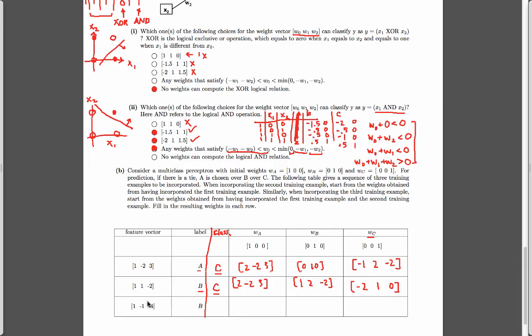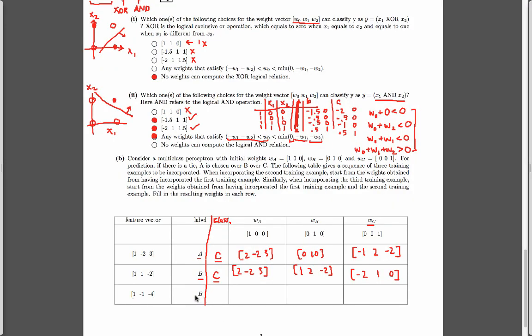Okay, now let's look at this last example that we have, where we have our feature vector and a label of B. So we want to classify it, and the dot product with weight vector A will be 2 + 2 - 12, which will be -8. The dot product with WB will be 1 - 2 + 8, which is 7. And the dot product with WC will be -2 - 1 + 0, which is -3. So the dot product with WB will be the highest. So the classification will be B. Because these are the same, we don't need to update our weight vectors at all. So all the weight vectors remain as before: 2, -2, 3, 1, 2, -2, and -2, 1, 0.